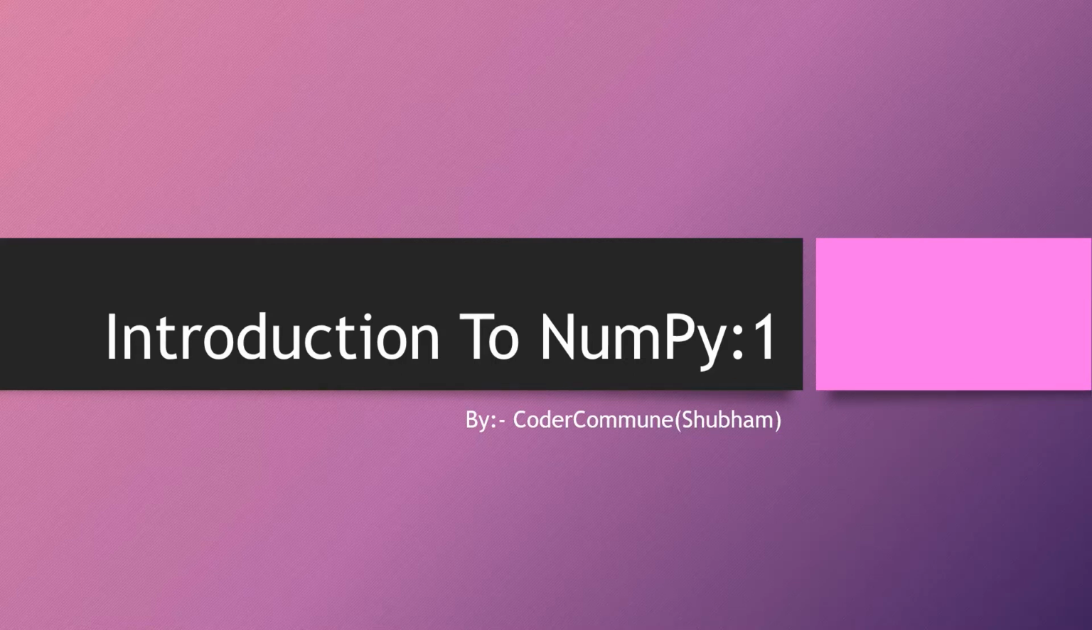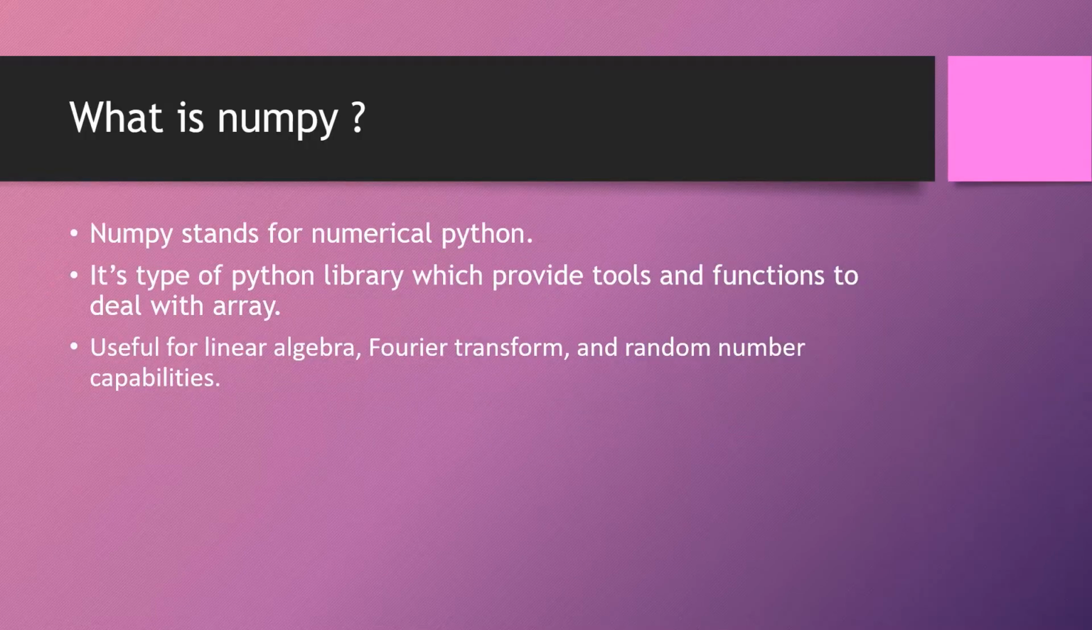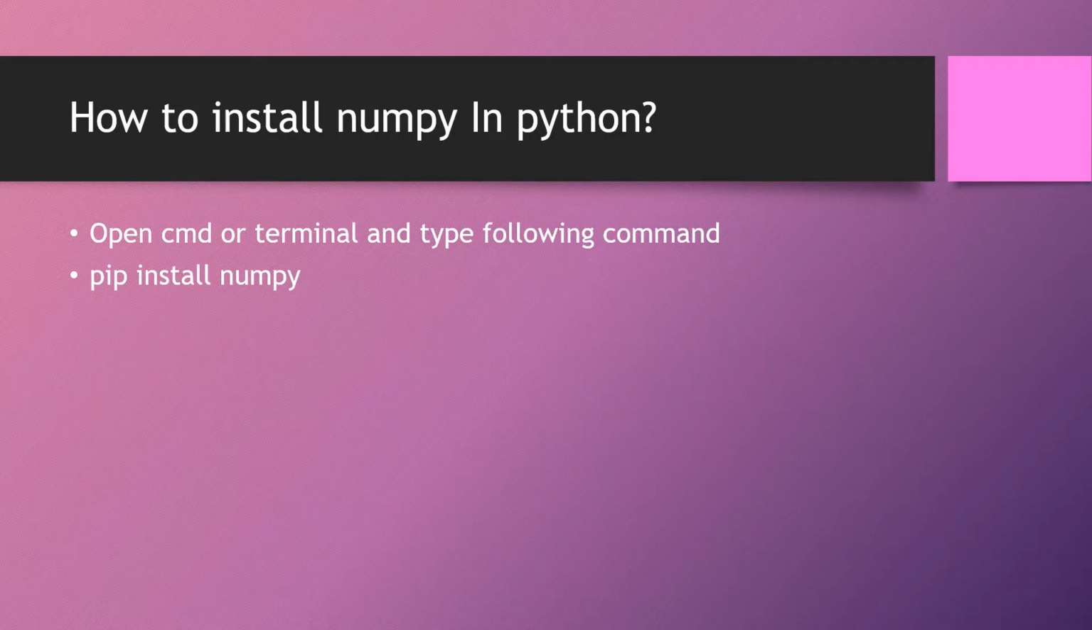Today I'm going to start with Python for data science, in which we will talk about the introduction to NumPy. So let's get started. First we will discuss what NumPy is. NumPy stands for Numerical Python. It's a Python library which provides tools and functions to deal with arrays. It's also useful for linear algebra, Fourier transformation and random number capability, and there are many more in NumPy. We will check later.